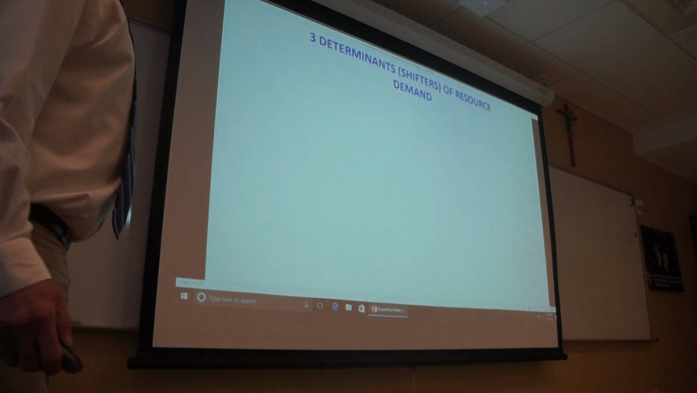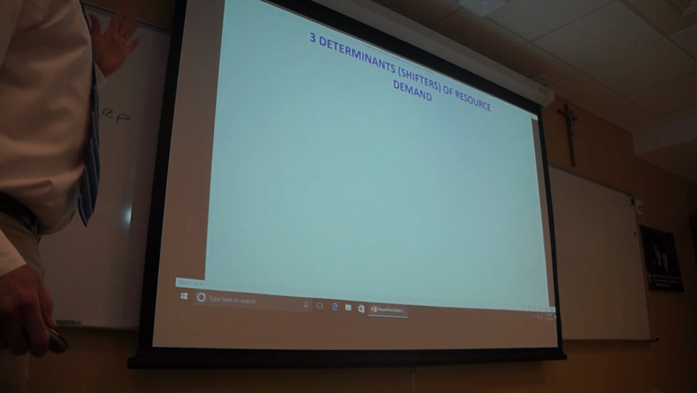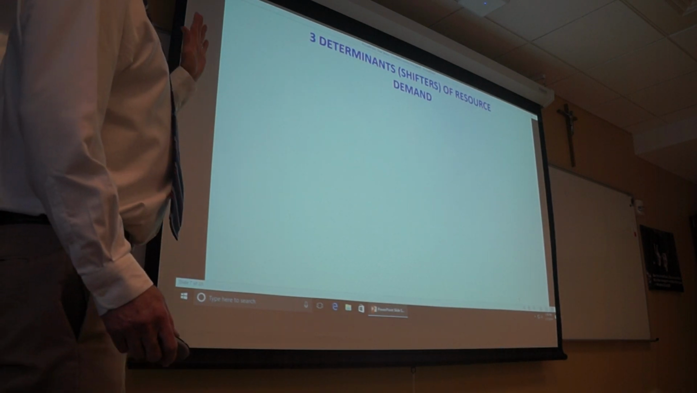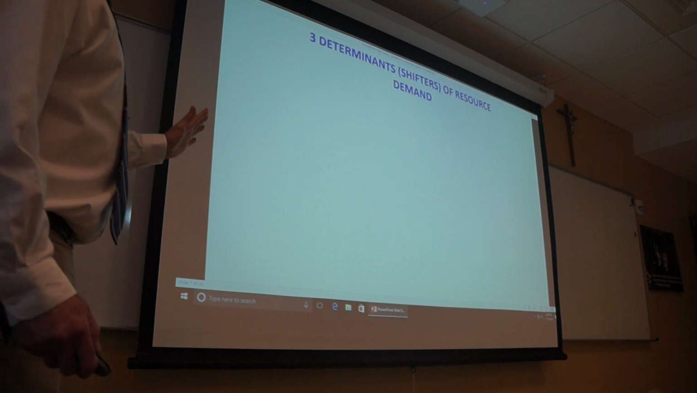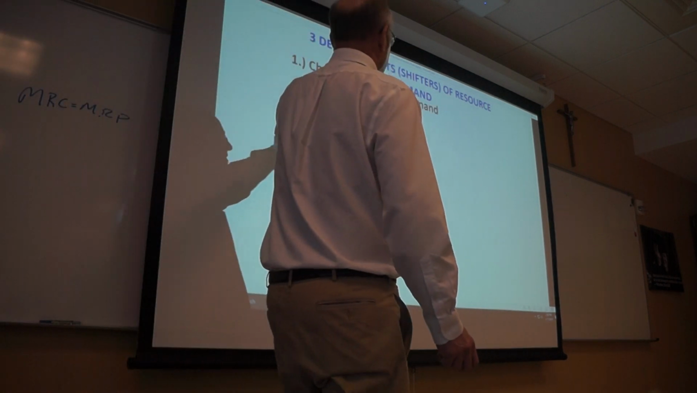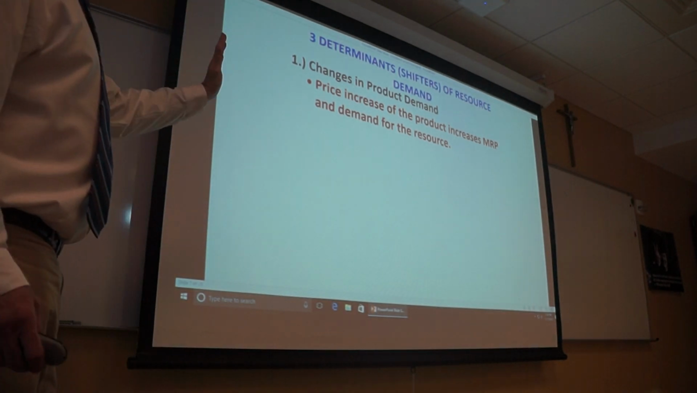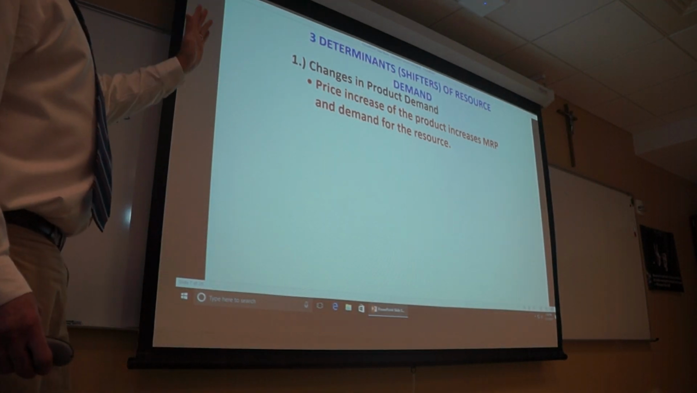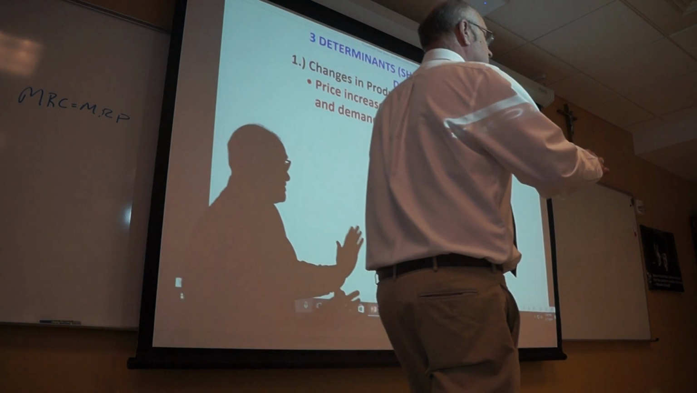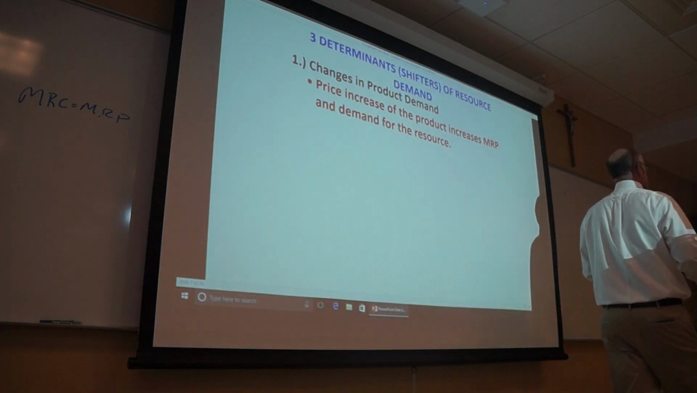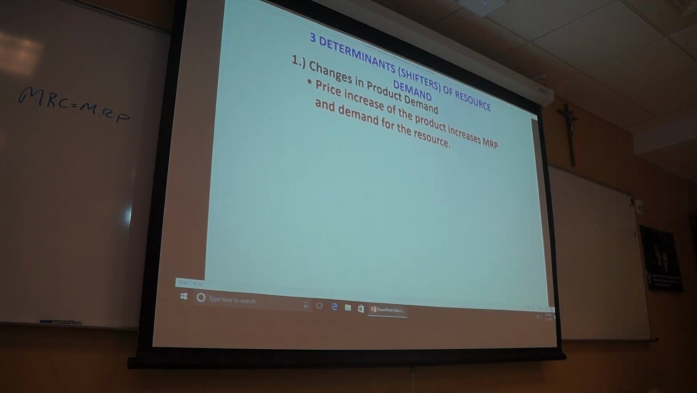Okay. All right, here are the 3 shifters in the resource or factor market of demand. 1, change in product demand, really meaning change in price, okay? Because if demand increases, the price of the product increases. If demand decreases, the price of the product decreases.